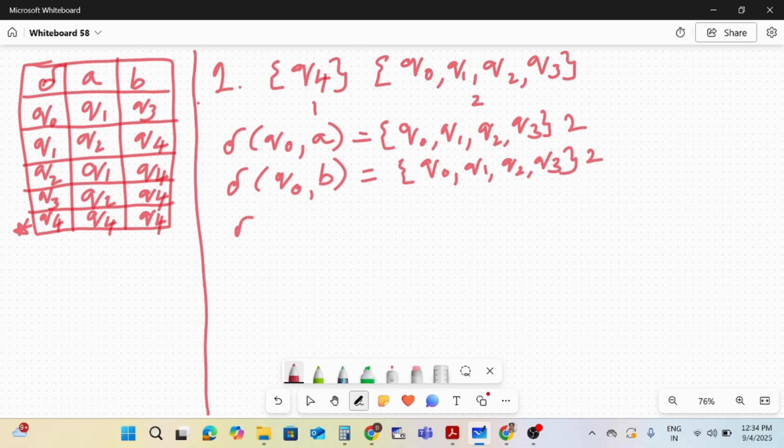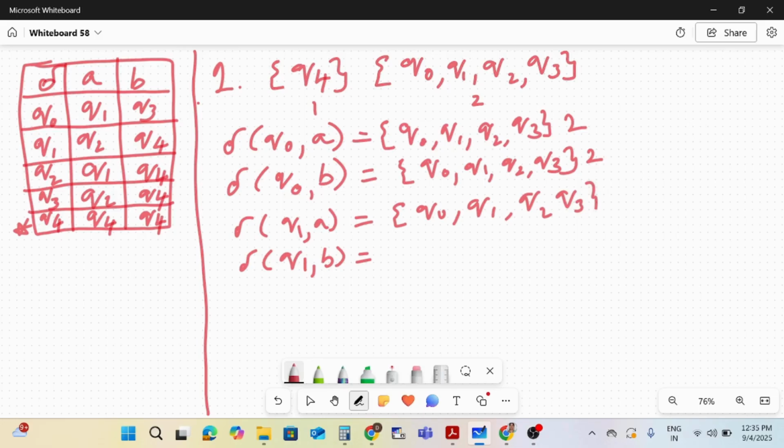Similarly, we have to do it for Q1 now. Q1 with A, where is the transition going, and Q1 with B, where is the transition going. Q1 with A goes to Q2, which is again in class 2, that is Q0, Q1, Q2 and Q3. Similarly, Q1 with B goes to Q4, and Q4 is in class 1. So it is 2 and 1. Now you can see this one is going to 2 and 2, and this one is going to 2 and 1.